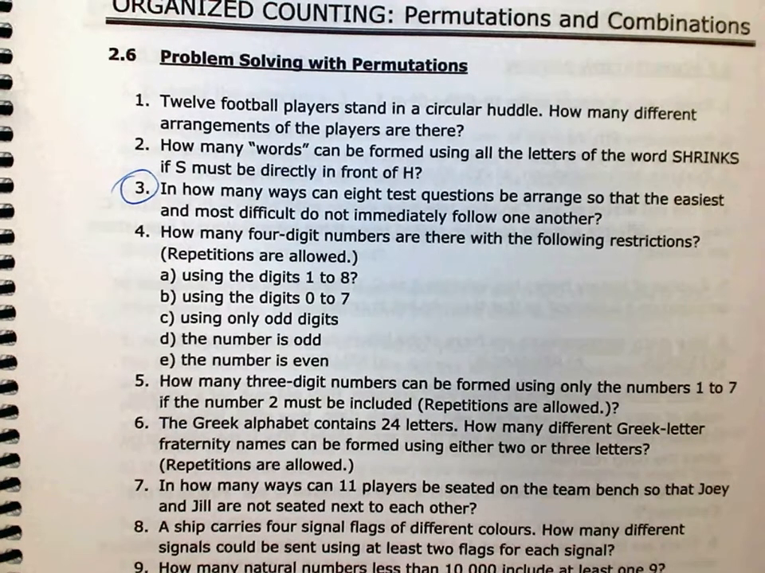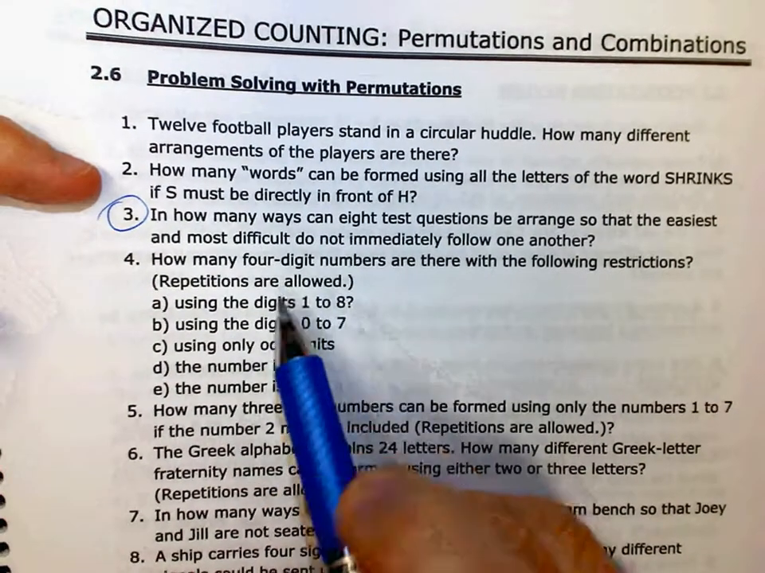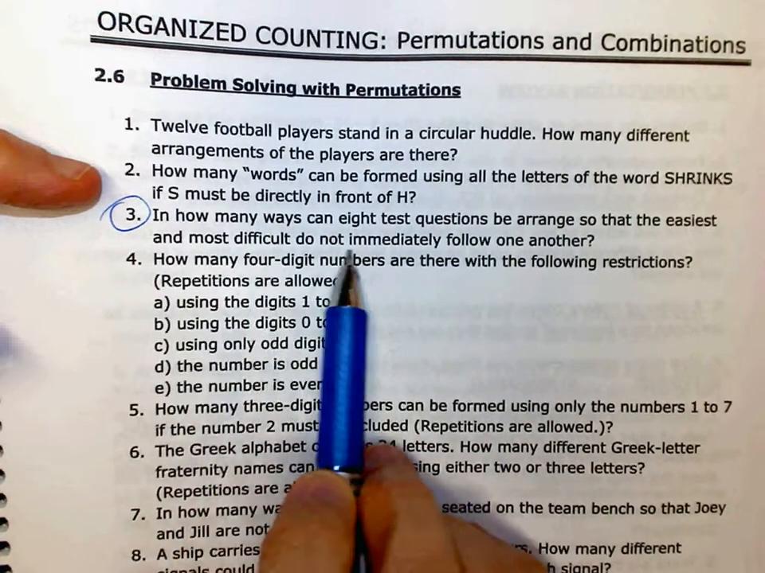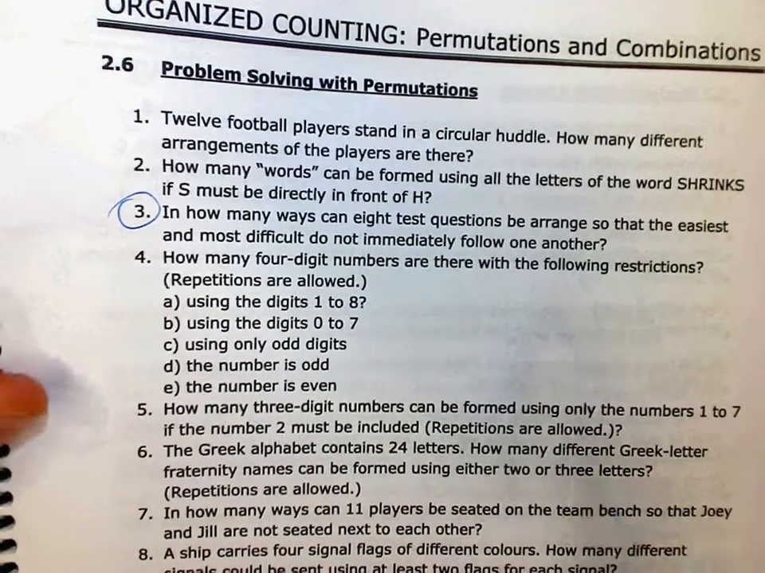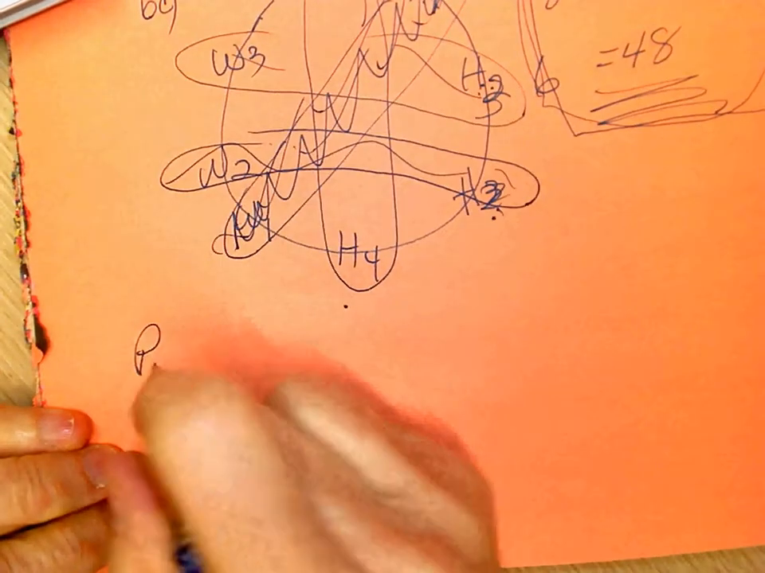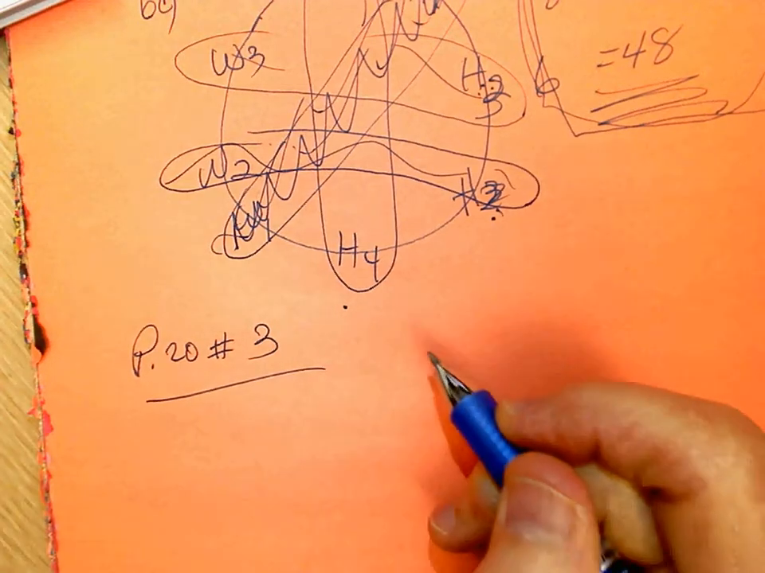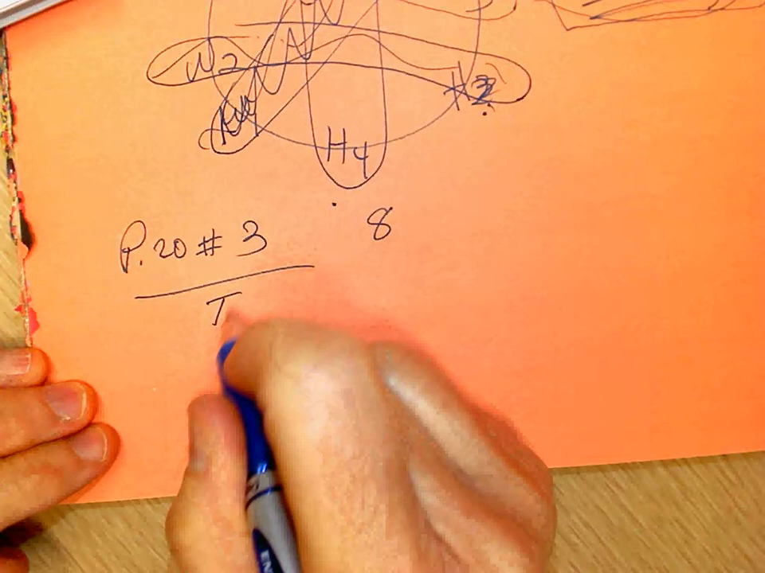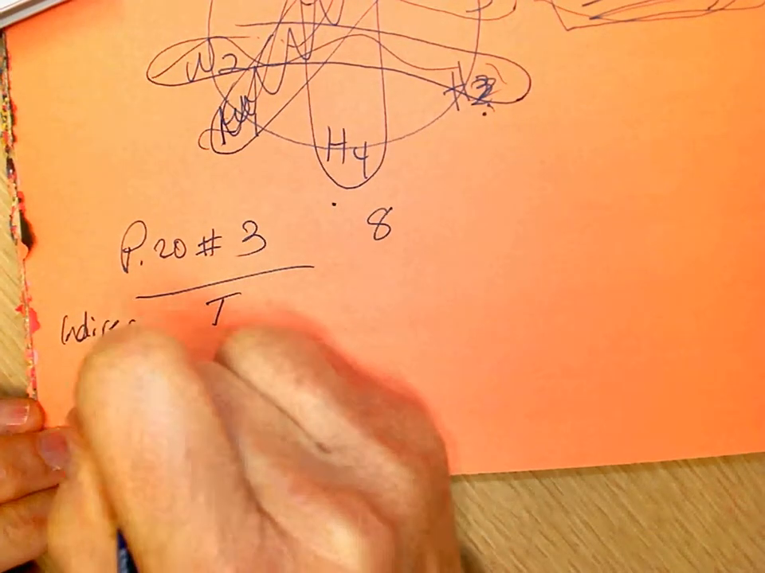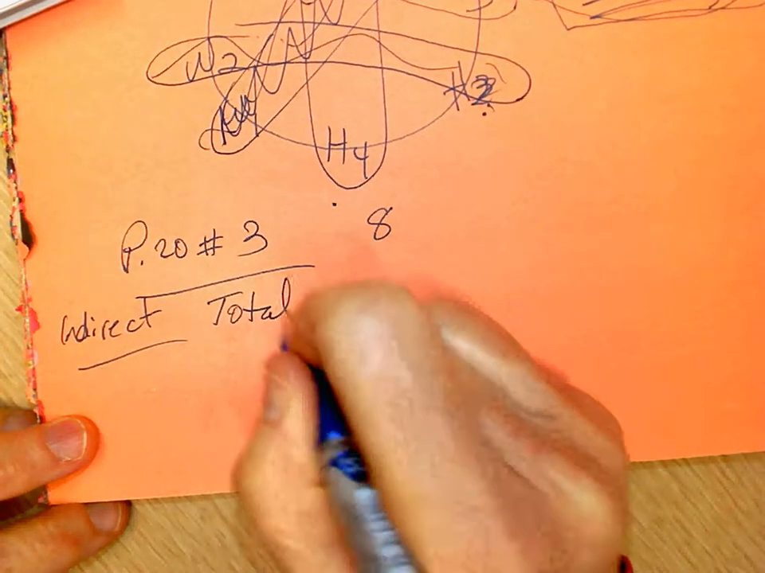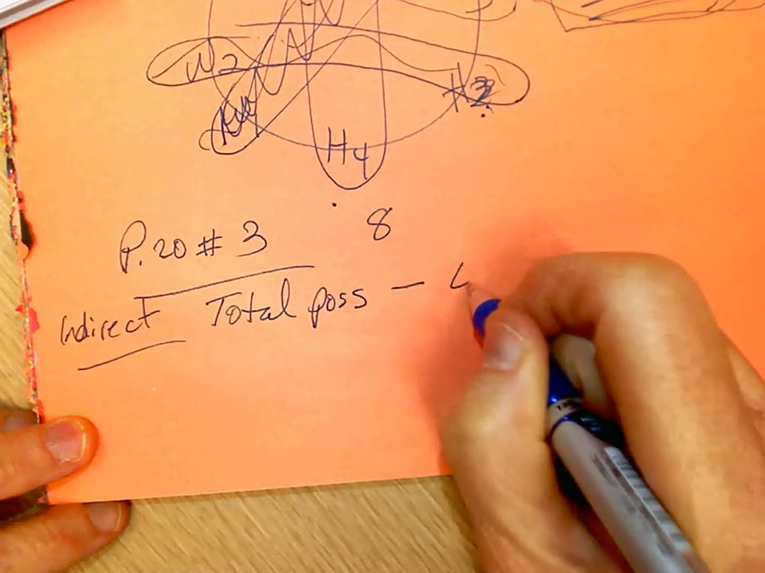Number 3 for now. In how many ways can 8 test questions be arranged so that the easiest and most difficult do not immediately follow one another? So the easiest way to do that, this is page 20, number 3. You have 8 test questions. Easy and hard cannot be together. So the easiest way to do this is the indirect method. If we do it the direct way, we're going to drive ourselves crazy. So we'll go total possibilities minus easy and hard are together.